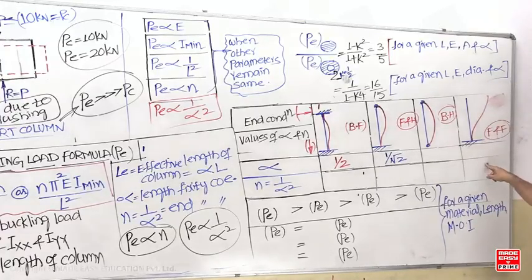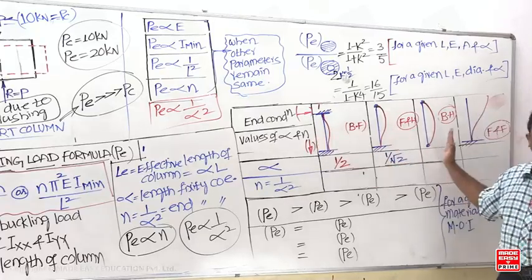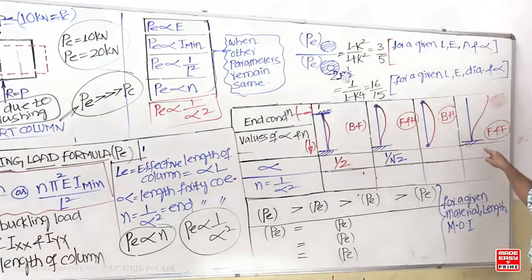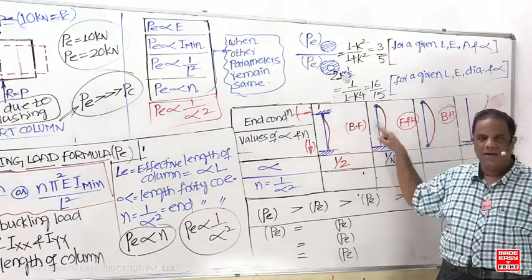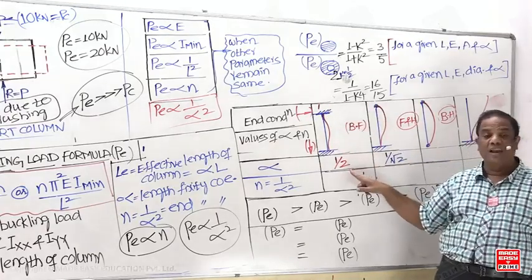This curve is similar to the elastic curve of a cantilever beam. So when I am going from left to right, what happens now? Buckling increases; this is permitting more buckling. Here I am getting the least buckling, meaning this is the strongest one. Strongest one means the alpha value is going to be less.